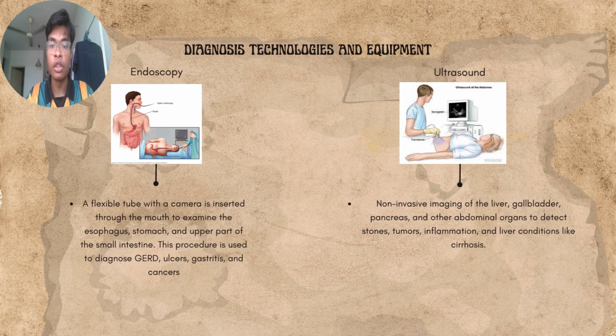I'm sure many of you thought ultrasound is used only for pregnancy, but there are many other ways ultrasound can be used. Ultrasound is a non-invasive imaging of the liver, gallbladder, pancreas, and other abdominal organs to detect stones, tumors, inflammation, and liver conditions like cirrhosis.